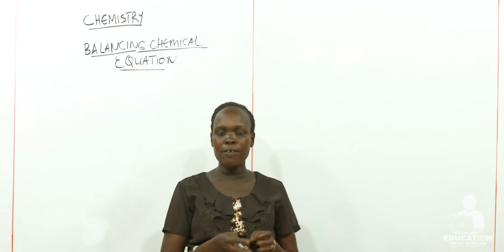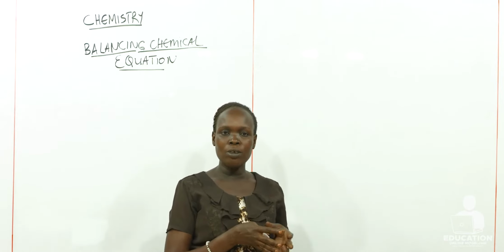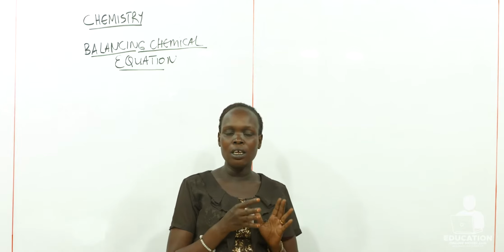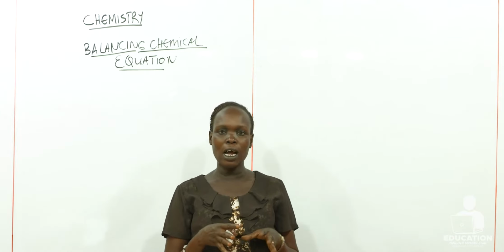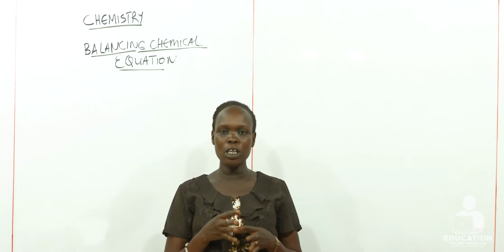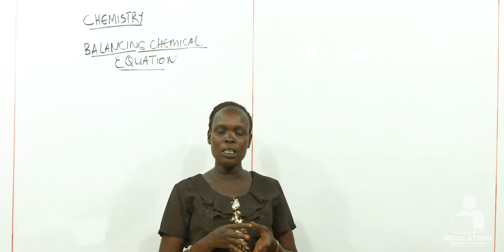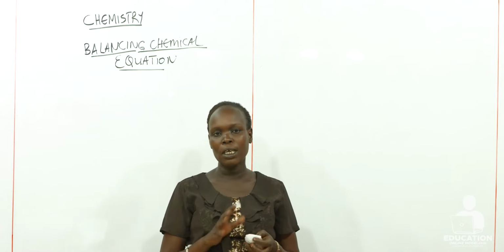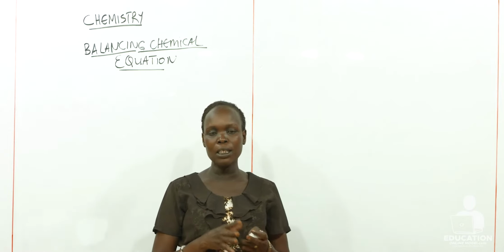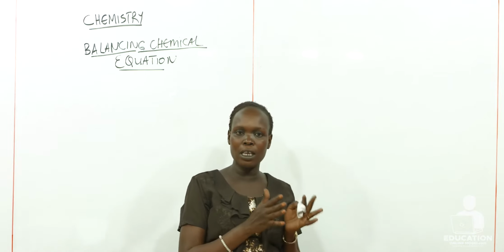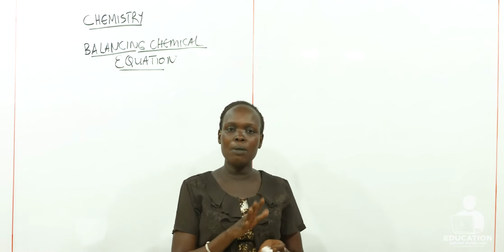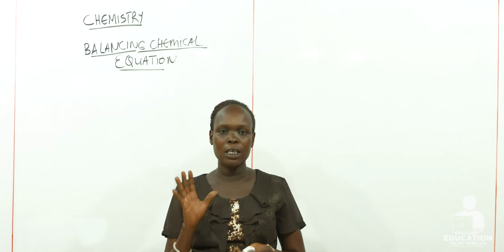So you can have a smaller number of atoms on the right hand side and more atoms on the left hand side. In this case we will have an unbalanced chemical equation. This is not acceptable in chemistry. So you need to have a balanced chemical equation. It means you have the same number of atoms at the left hand side and the same number of atoms at the right hand side.